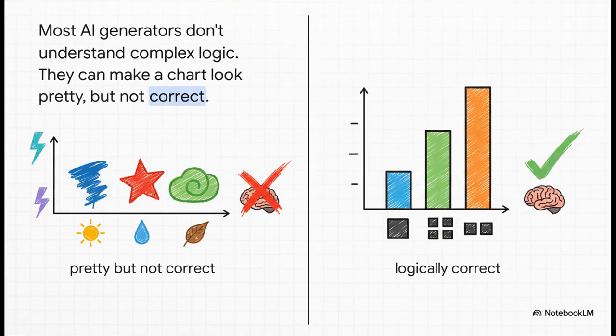Now, the next flaw is even deeper. Most AI image generators, they don't actually understand what they're making. They're great at recognizing patterns and keywords, sure, but they can't grasp complex logic or data or the relationships between ideas. They can make a picture of a chart, but they can't make the chart correct.